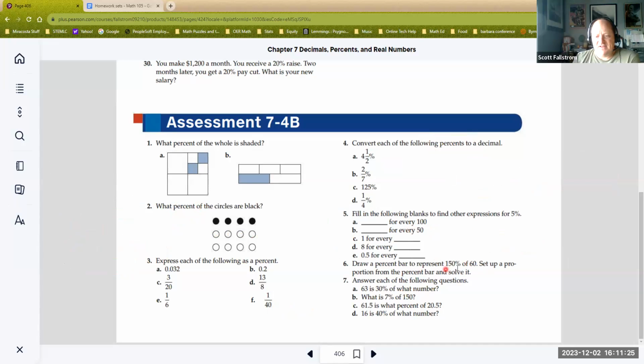Draw a percent bar to represent 150% of 60. Set up a proportion from the percent bar and solve it. Okay, so again, practicing with that percent bar. Answer the questions. This is 30% of what number? So again, you can set these up as percentages with proportions. You can set them up algebraically, or you could use percent bars. It really doesn't matter to me.